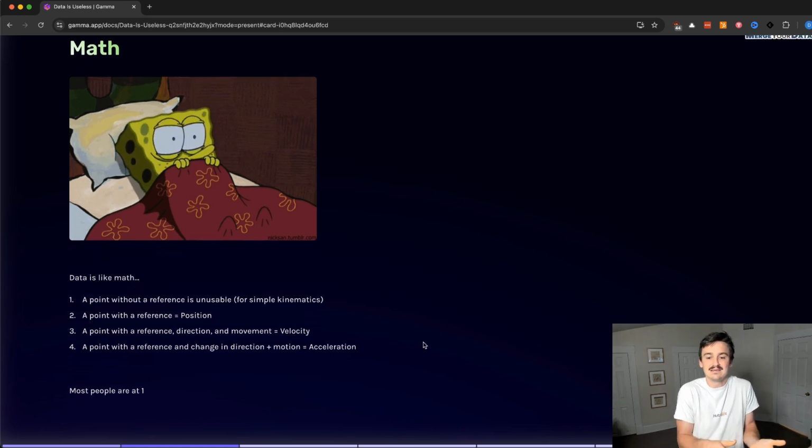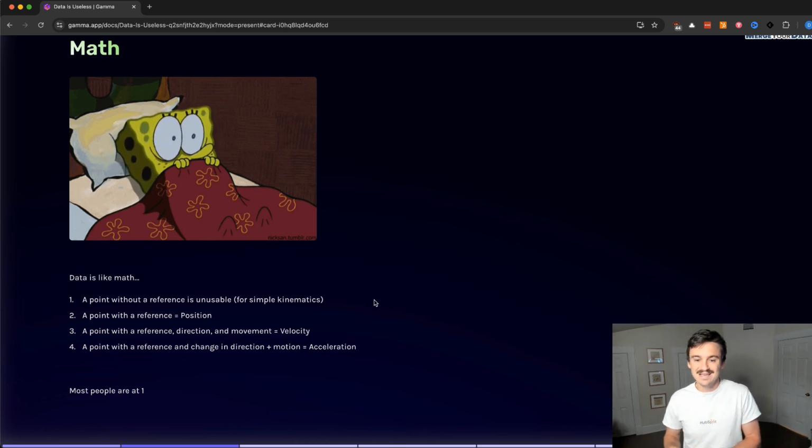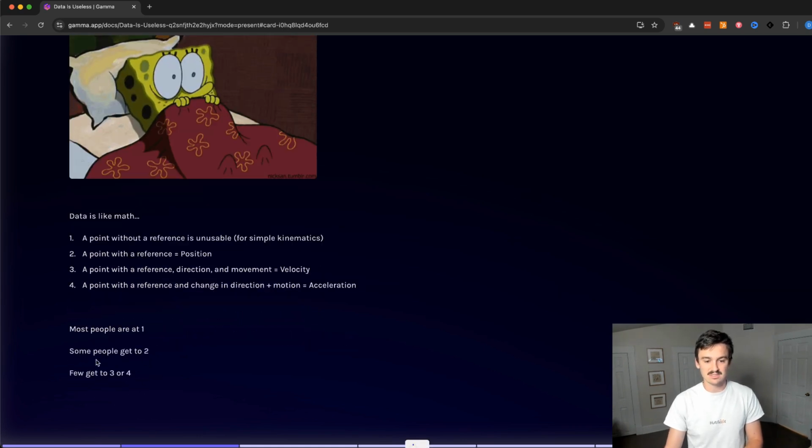And so data is like this. When we get down to the velocity and acceleration stages, we're talking about measuring different moving parts of a business, how revenue is changing, how people are moving through pipelines, and then how that connects to all these other data points that we have. And so when we put together all these data points, we have an actual useful picture of what's going on, right? And so like what I talked about here, most people are at 1, some people get to 2, and very few get to 3 or 4.